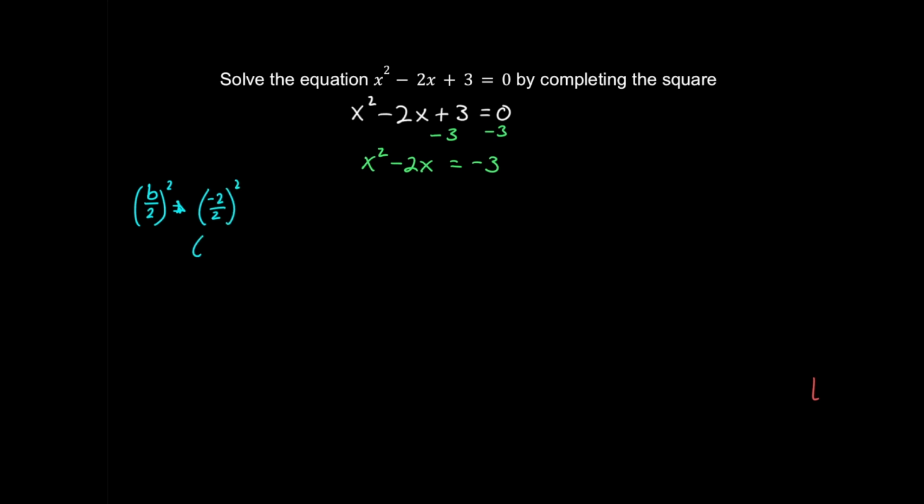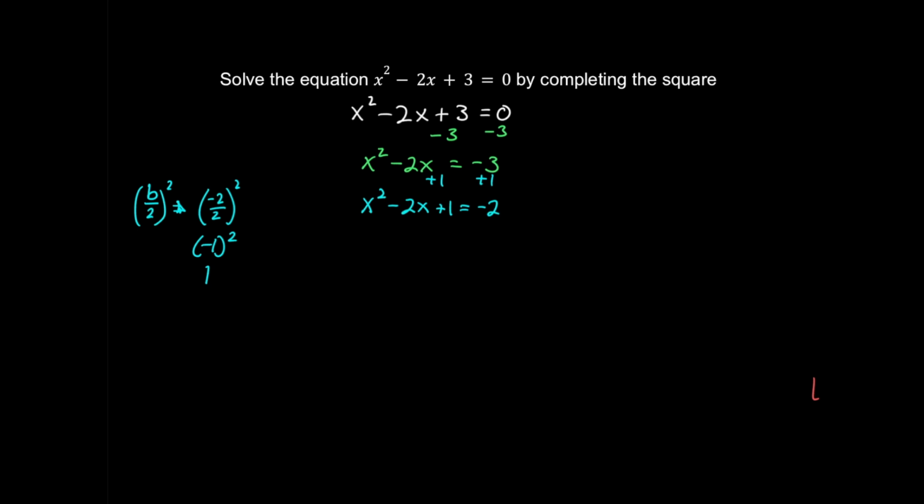Negative 2 divided by 2 is negative 1. And negative 1 squared is positive 1. So we're going to be adding 1 to both sides of the equation. So we have x squared minus 2x plus 1, and then equals negative 3 plus 1, which is negative 2.